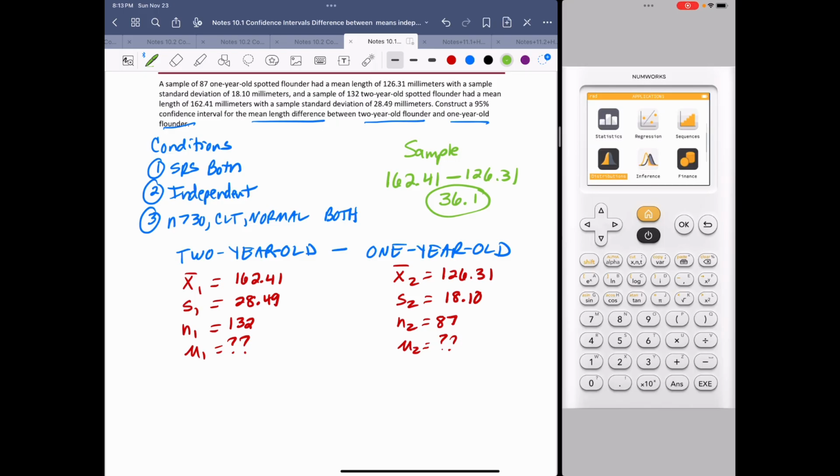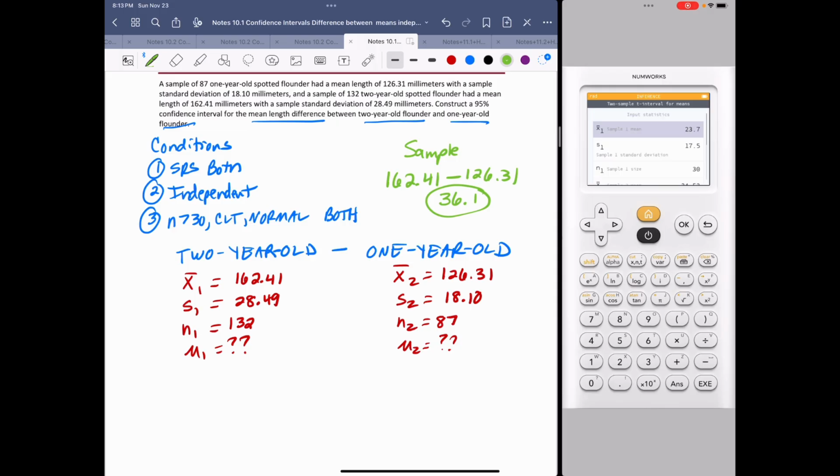You don't have to do any math, so don't go to distributions. Go right to inference. I'm going to do an interval, and I'm going to do two means. I'm going to do a t-interval. We do not do the pooled t-interval. I forgot to mention that on the last one, but you don't do the pooled. I'm going to do the t-interval. I'm going to input statistics.